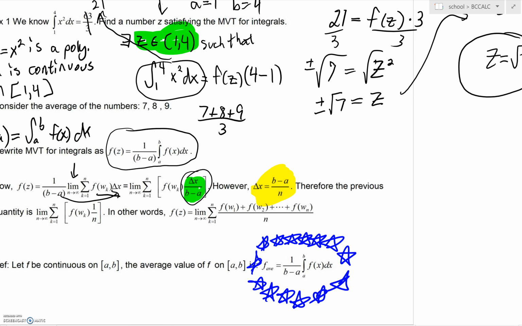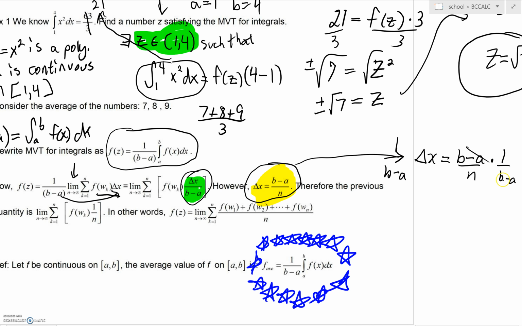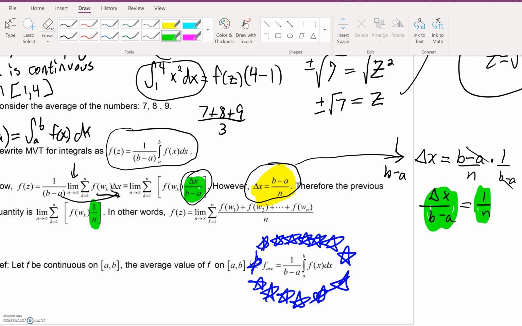However, guess what I want you to take a look at? Because of what we learned with RRAM, LRAM, when we were doing Riemann sums with rectangle approximations, you could very quickly solve for what delta x all over b minus a is. I could multiply both sides by 1 over b minus a. And here this would cancel out. You'd get 1 over n. And then you'd have delta x all over b minus a. Look at that. So what we're getting at is this delta x all over b minus a, it's really 1 over n. So that's another way we can put that in there.